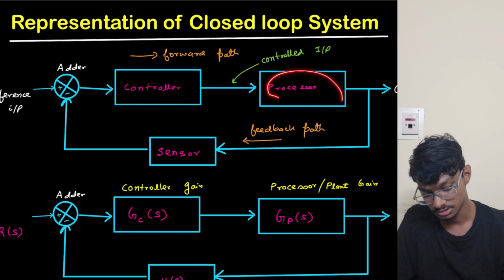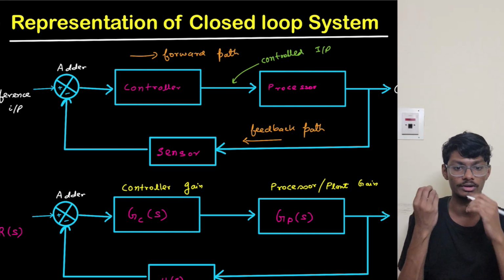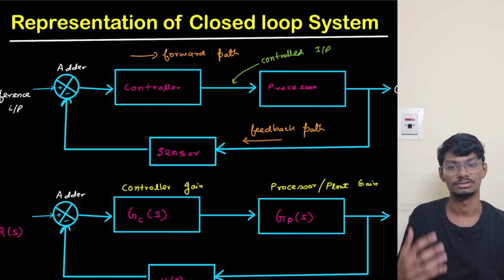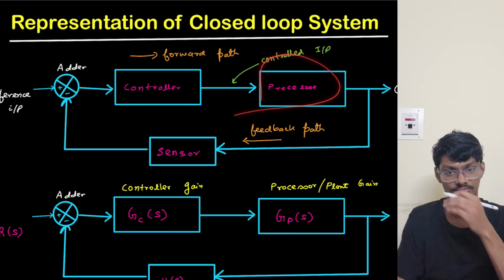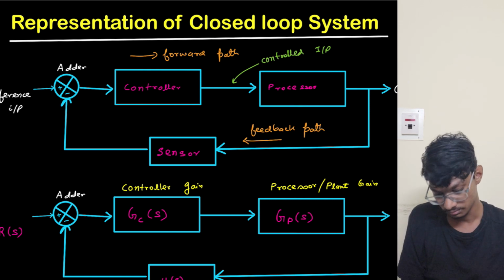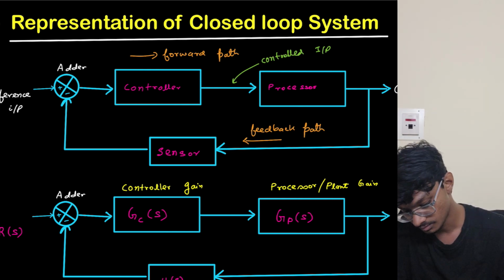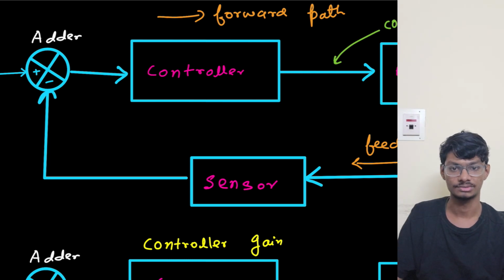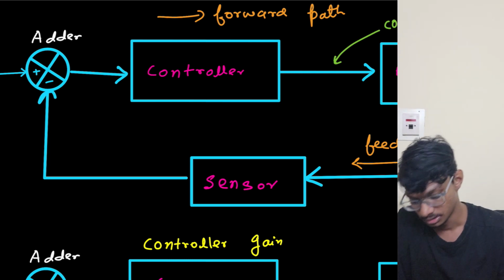This is known as system, also processor, or plant also they call it. Names don't matter, just understand that this is a system. All this is terminology, not that important for GATE purposes, but still you need to know all this.